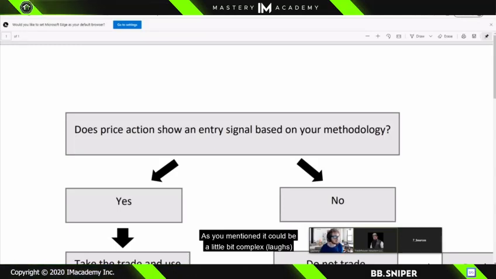As you mentioned, it could be a little bit complex to think about all the variables, because it's just like, well, how much are you going to take off? What do you do if it starts coming back? Is news coming? Time of day? There's just way too many things. You're kind of going way down the complex rabbit hole. So I don't know. We want to keep trading as simple as possible.